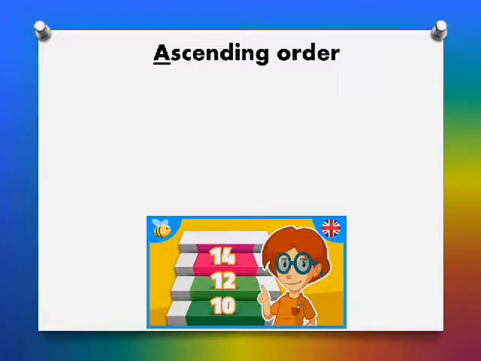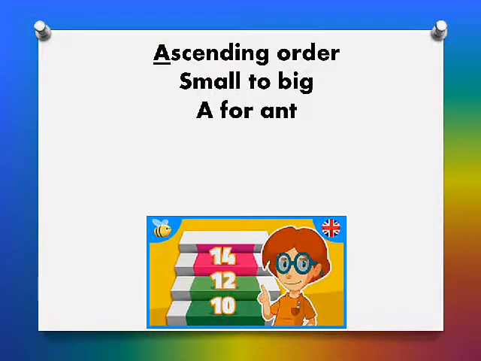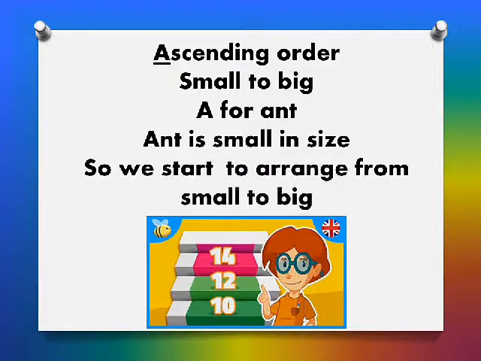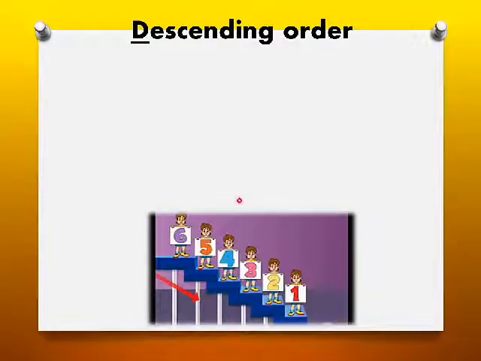Look at this children. Here, why is the letter A underlined? Yes, A for ant. Ant is small in size. So we start to arrange the numbers from small to big. It's a small clue to identify the symbol for ascending order and which number should come first. Okay, similarly for descending order, what is the first letter of descending?